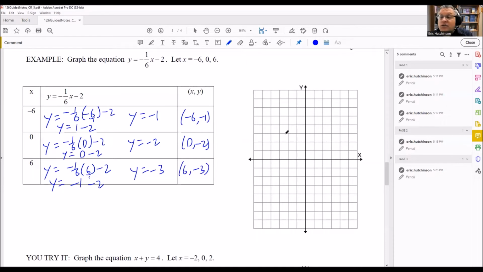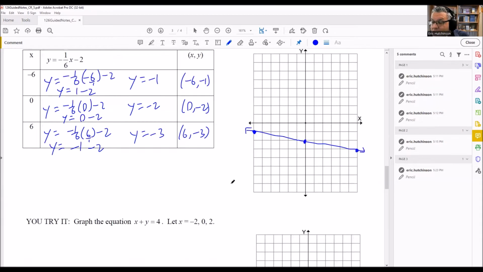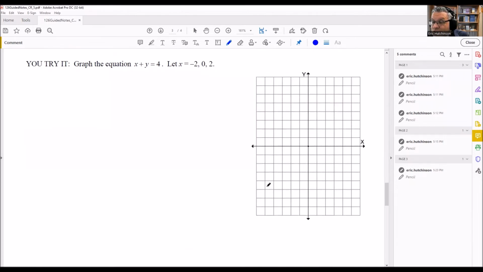Now let's plot those, and we should see they all form a straight line. -6, -1. A dot there. We have 0, -2. And 0, you don't move anywhere, you just go straight down. And 6, 1, 2, 3, 4, 5, 6. We go 6 to the right, and we go down 3. And let's make this a little bit straighter here if we can. Hard to do on this digital pad, but there we go. That's pretty good. So now that's going to be your answer for that one. Okay. Remember, if you have a problem where you have to solve for something, you want to solve it first.